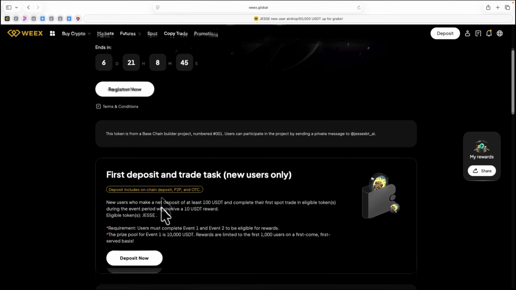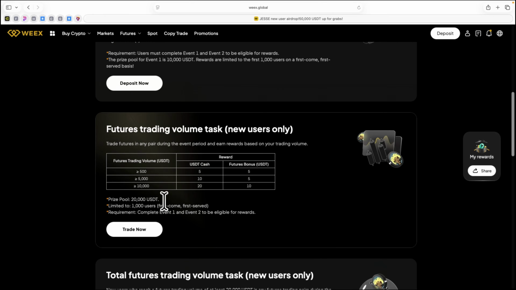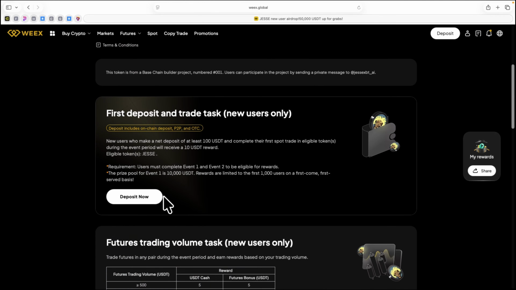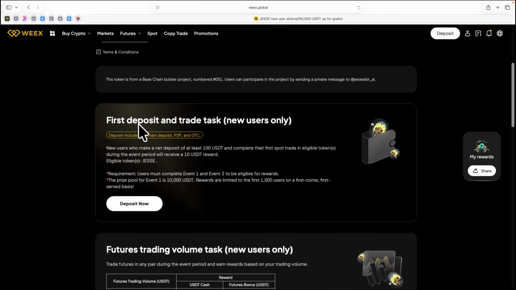Now, for this airdrop right here, it has different categories. So the first category is where you have first deposit and trade task for new users only. So that means that this airdrop is only for new users. So if you don't have a Weex account before, and you just want to create a new one, then this one is for you.